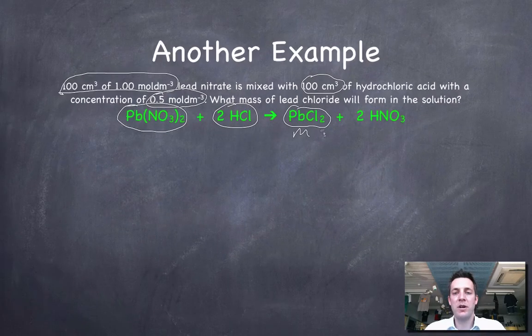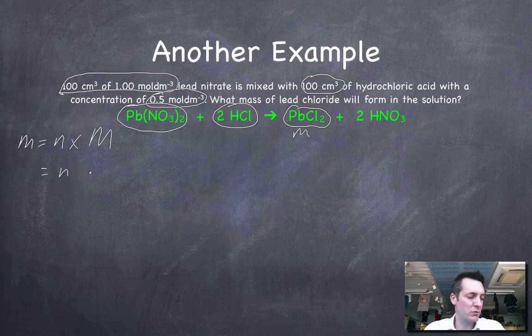Okay, so before I can find the mass, which remember the mass is equal to the number of moles times big M, which equals the number of moles times, where are we? 278.09. Before I can find the mass of it, I need to know the number of moles of it. I know that the number of moles of it is related to the number of moles of HCl and the number of moles of lead nitrate, but I don't know which one to use yet because I've got information about both of them, so I need to figure out which one the limiting reagent is first.